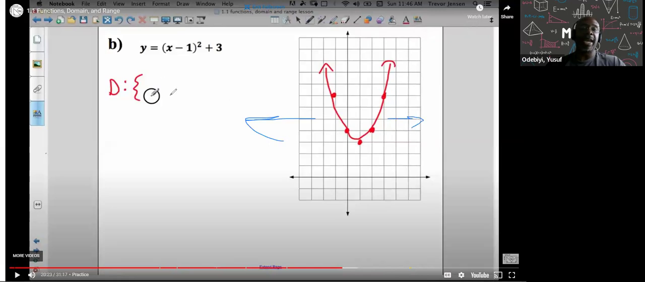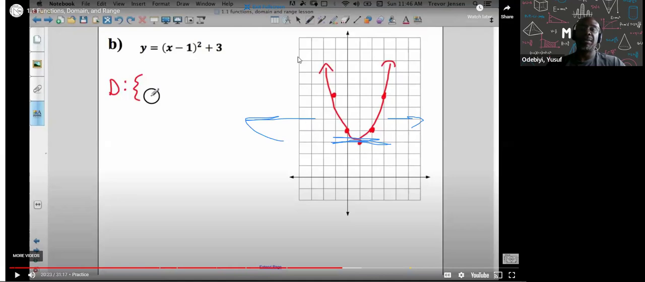So my domain is going to be every x, x could be any real number, no restrictions for my x. But for my y, there is a restriction. It stops right here. I go down, but I stop right here. I have a valley, and I come back up. So my y is restricted. I can't go past that value right there, which is 1, 2, 3. I cannot go lower than 3 on this graph.